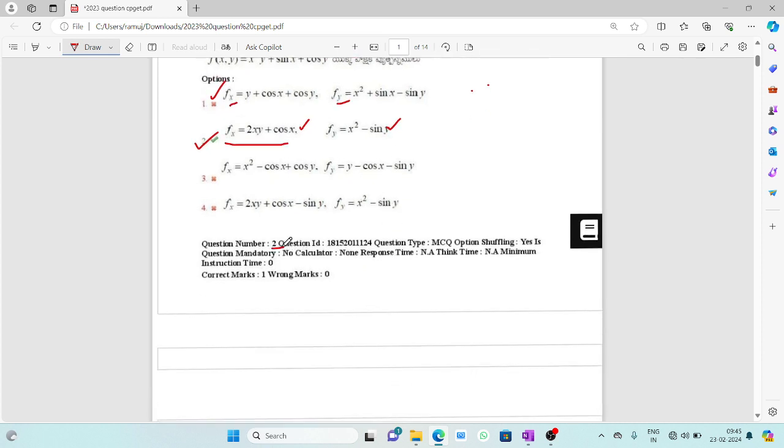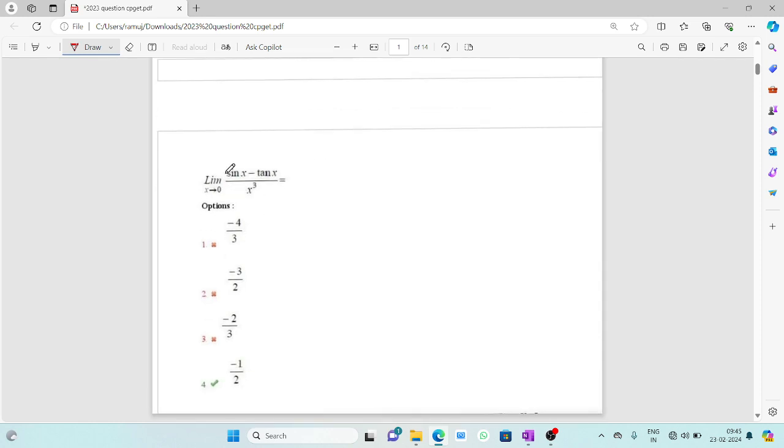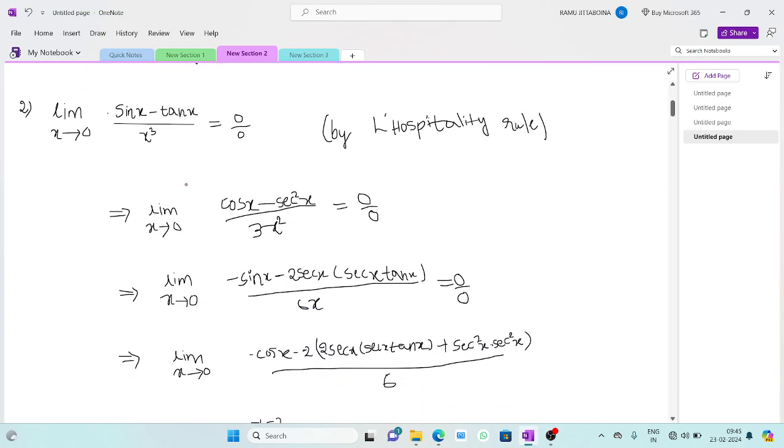So the second question is, he is asking the limit as x tends to 0 of (sin x minus tan x) divided by x cube. So we need to find the limit value of the given function. I did one method. If you apply the limit directly, sin 0 is 0 minus tan 0 is 0, and the denominator is also 0. So we get 0 by 0 form. Whenever these types of cases arise, we simply use L'Hospital's rule.